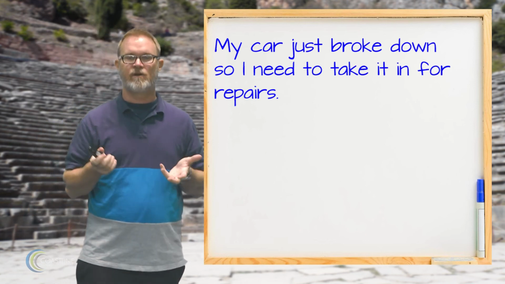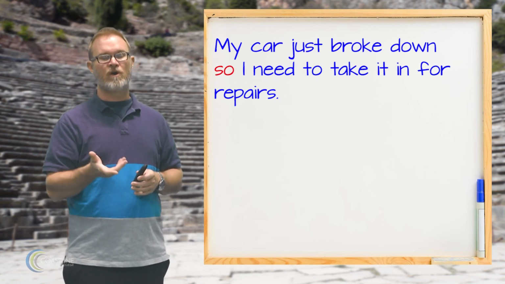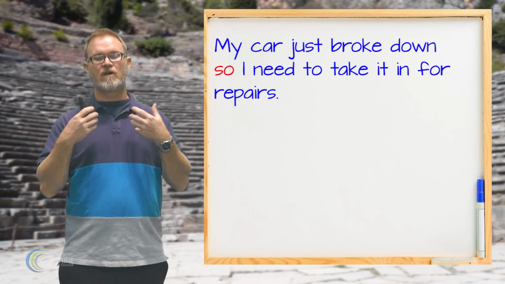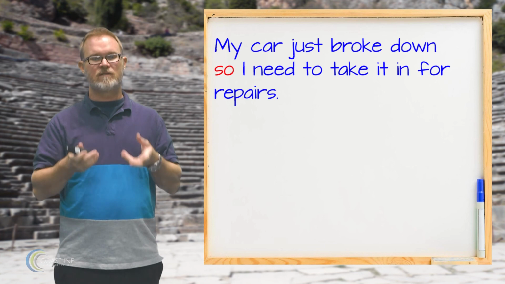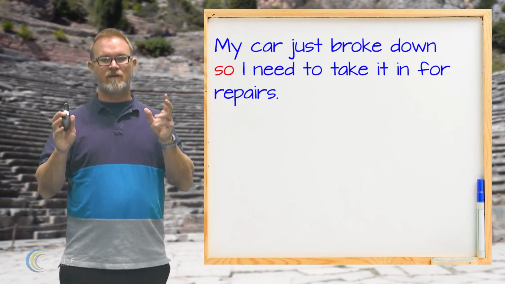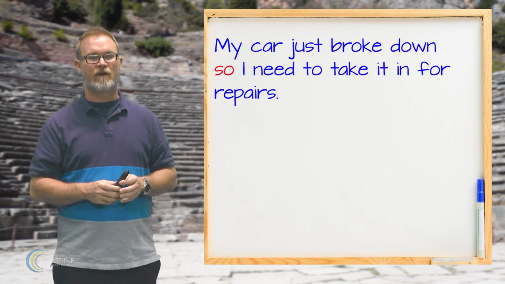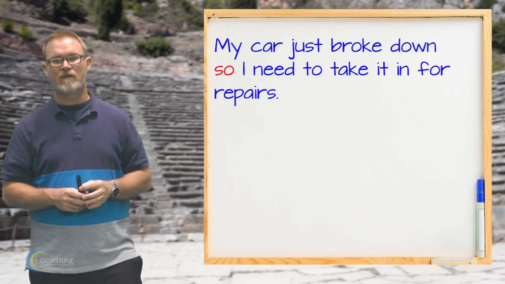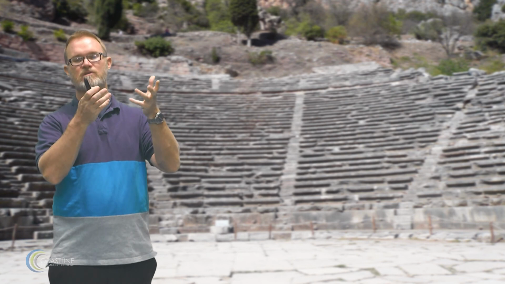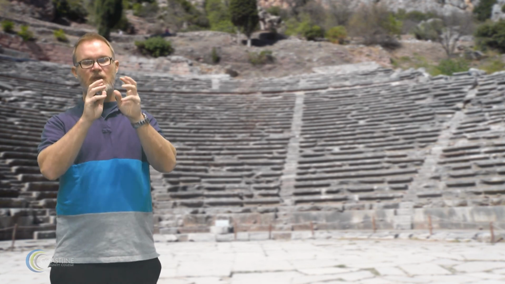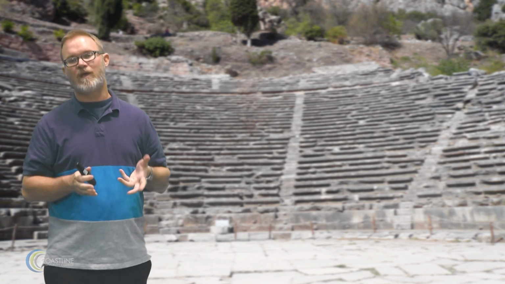Can you spot the indicator word there? The indicator word is in fact so. So is a conclusion indicator. What it does in this sentence is tell us that I need to take the car in for repairs is the conclusion of our argument. And we can then see that my car just broke down is the reason for that conclusion. So when you're aiming to find arguments, use these indicators, these signposts. Look for them. They're easy ways to spot the arguments.